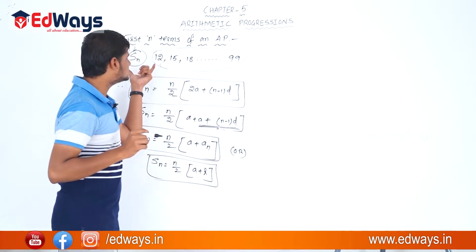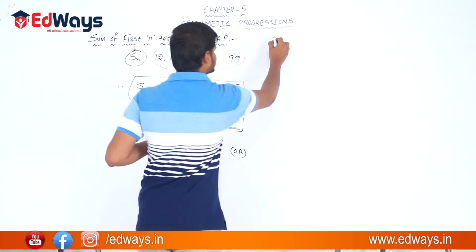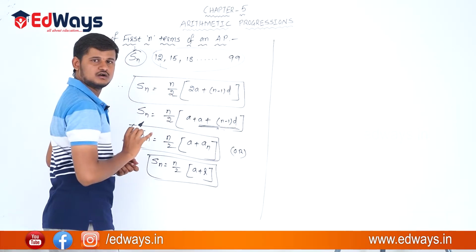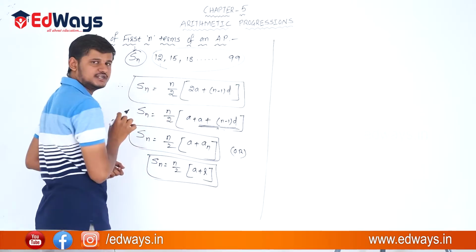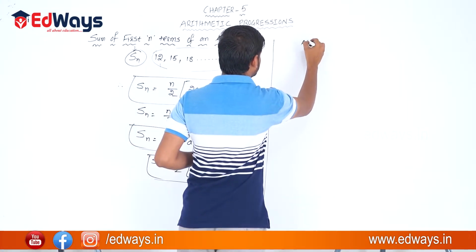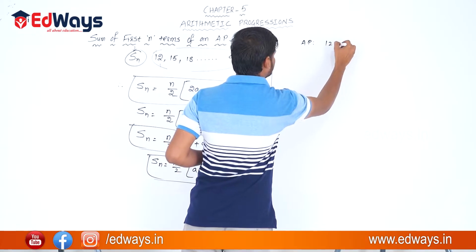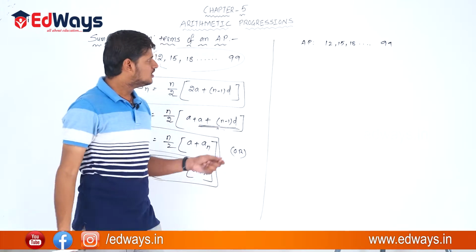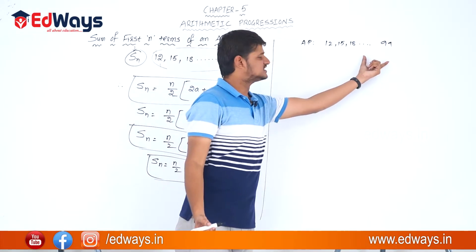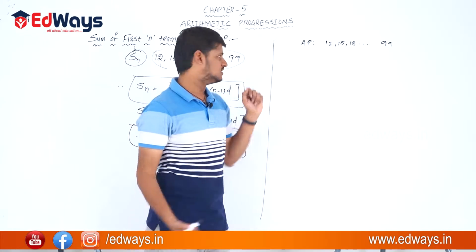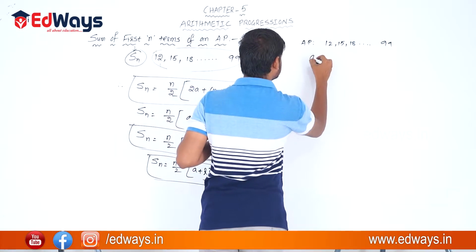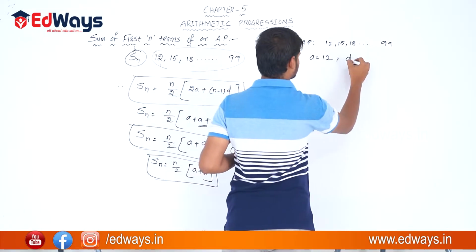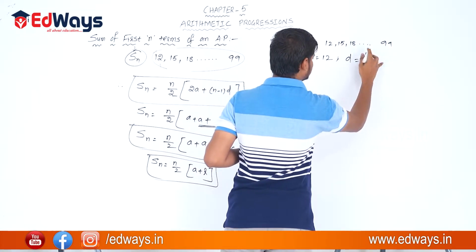Like let us find it for this question only. Let us try how we solve this question. Everything is the same. You just have to identify the given terms. Take the AP. What's the AP given? 12, 15, 18 till 99. Now find the sum of first n terms of this AP. Okay, so let us find the first term. a equals 12, right? So d equals 15 minus 12, that is 3.